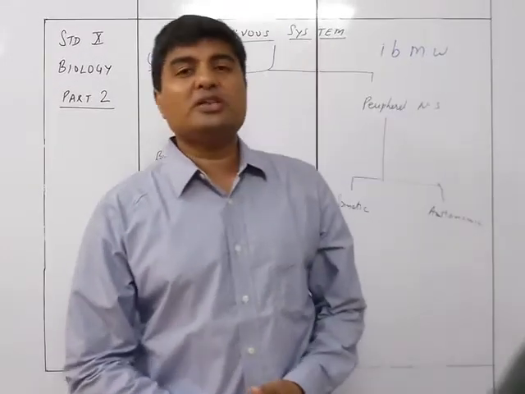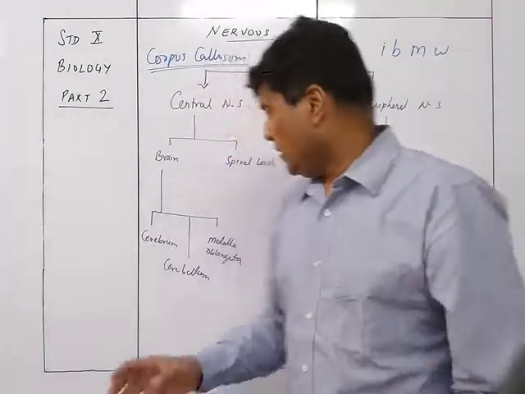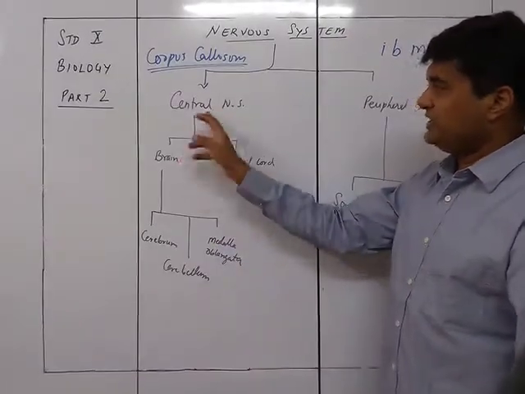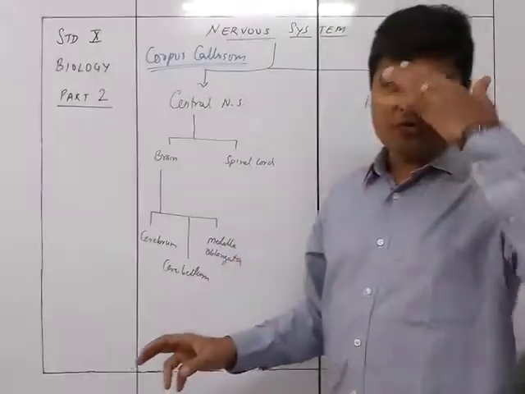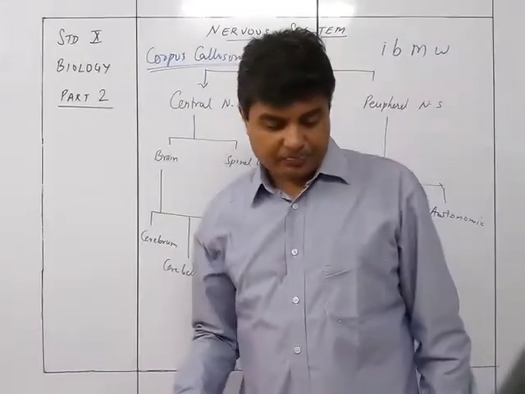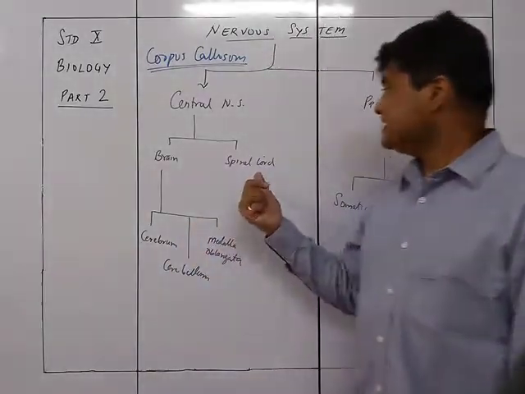So this was about the structure of the brain. So we understood the structure of the brain, of the CNS, that is the cerebrum, cerebellum and medulla oblongata, or forebrain, midbrain and hindbrain. We now see the structure of the spinal cord.